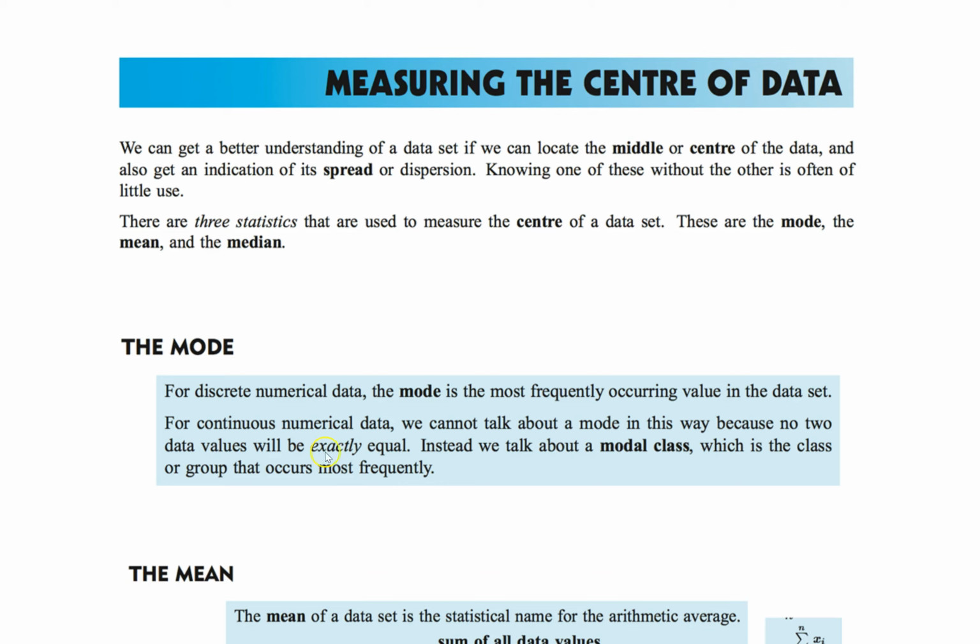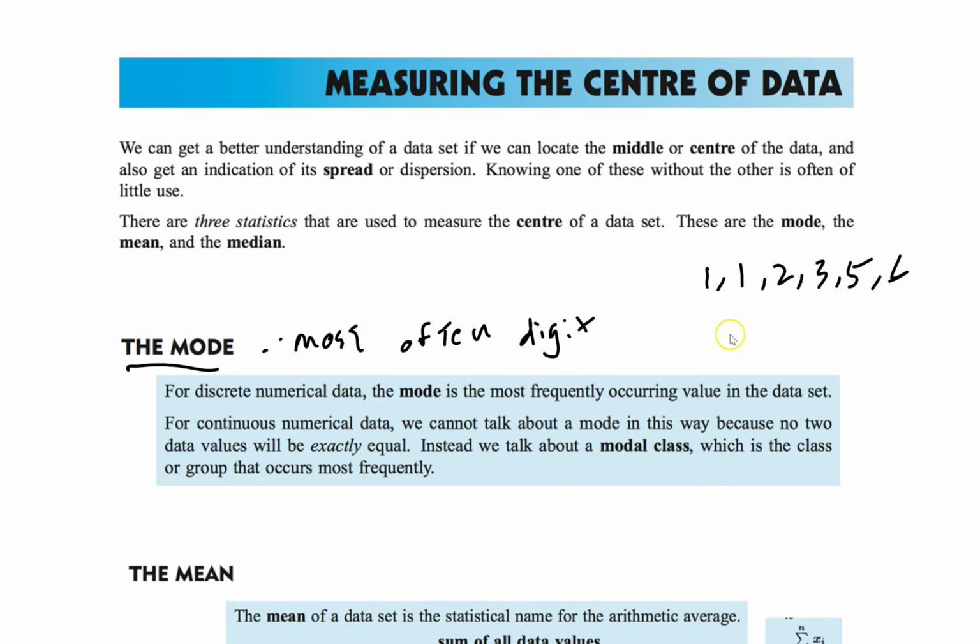So the first one here is mode, right? I like to say the most often digit, right? This is the one that pops up the most. If I have 1, 1, 2, 3, 5, 6, 1 will be the mode because there's two ones.